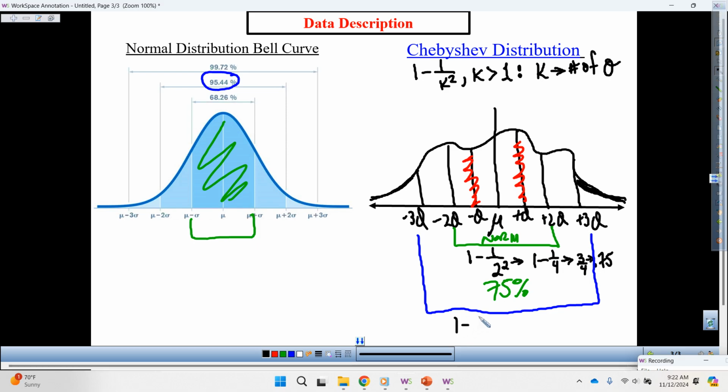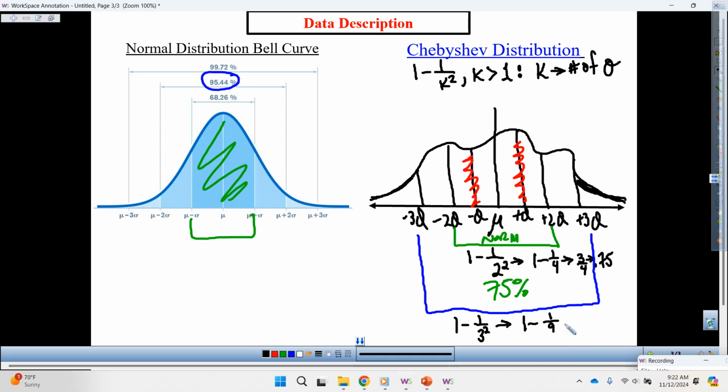All right, so let's use that theorem again. I want you to write 1 minus 1 over, and tell me what you're going to write on the denominator for the third standard deviation. What do we write for the third standard deviation? I'm going to pass that to Jacob. What do I write for the third standard deviation on the denominator? 3 to the second power. That is correct.